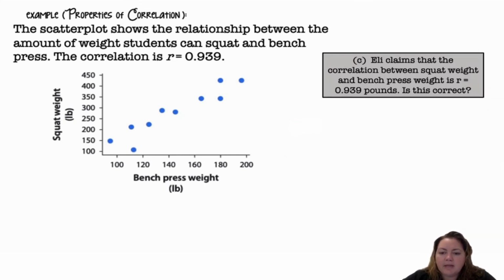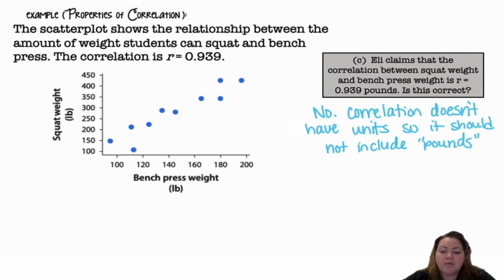All right, Eli claims that the correlation between squat weight and bench press weight is 0.939 pounds. Is this correct? No, correlation doesn't have units, so it should not include the word pounds.